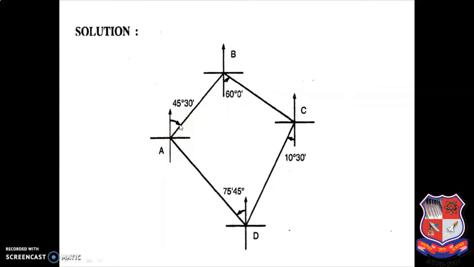So as per the mathematical rule, if this is 45 degree 30 minutes, this angle will also be 45 degree 30 minutes. If this is 60 degree, this will also be 60 degree. If this is 10 degree 30 minutes, this angle will also be 10 degree 30 minutes. Suppose 75 degree 45 minutes, this angle will also be 75 degree 45 minutes. So this is 45 degree 30 minutes, this is 75 degree 45 minutes. Total from here to here is 180 degree. So from 180 degree, if you deduct this value and this value, you will get this answer.